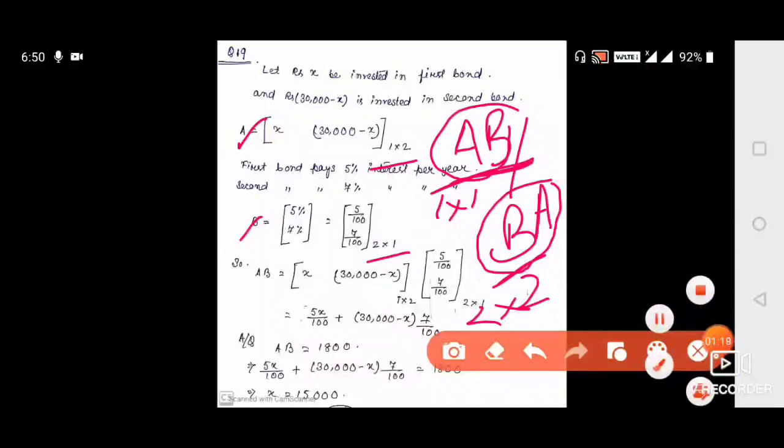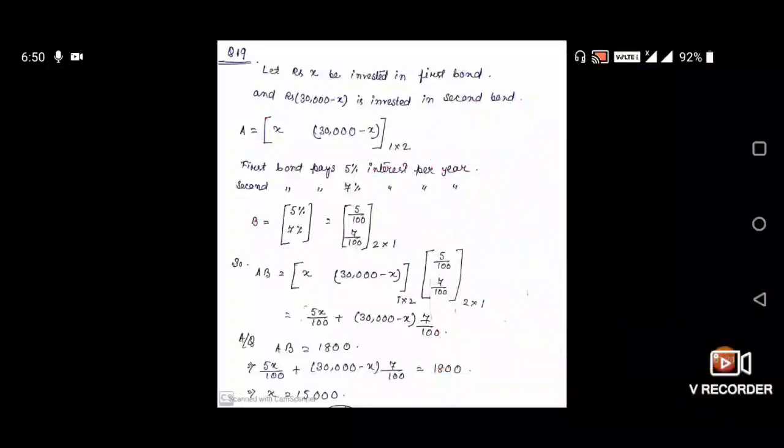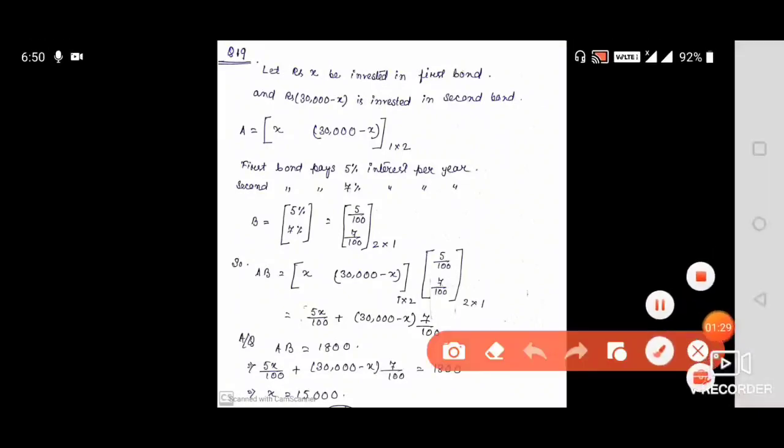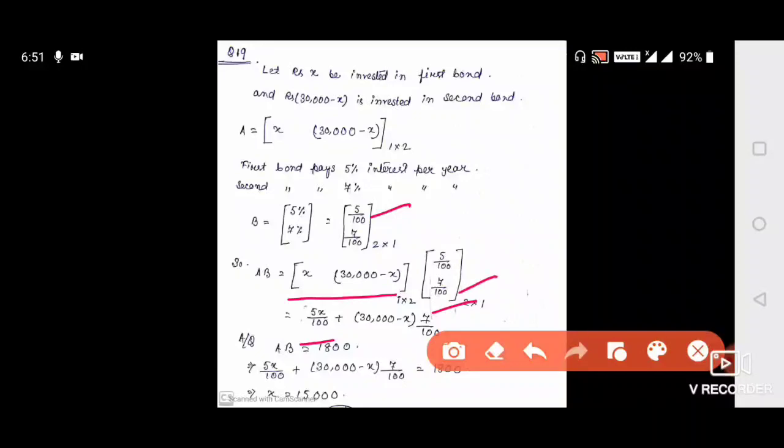So here we are finding this AB, and we have multiplied this row with this column. So x will be multiplied by 5 by 100. 5 by 100 means 5%. 5% can be written as 5 by 100. So it will become 5x by 100, and 30,000 minus x will be multiplied by 7 by 100, which is 7%, and it will become 30,000 minus x into 7 by 100.